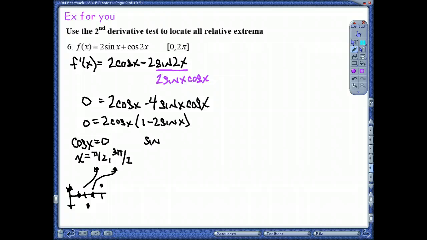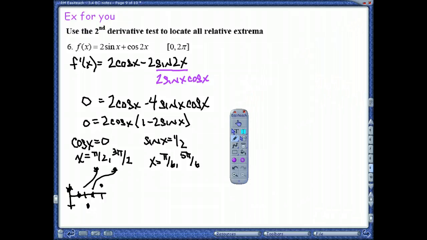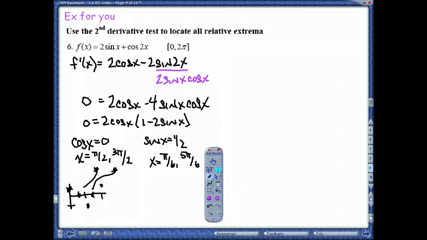Here we're looking for where sine of x is equal to 1/2. That's our 30-degree angle, our pi over 6. Sine is positive in the first quadrant, which would be pi over 6, and in the second quadrant, which would be 5 pi over 6. This one's a good one to do our second derivative test because we don't have to write sentences for it, which makes it a lot nicer.